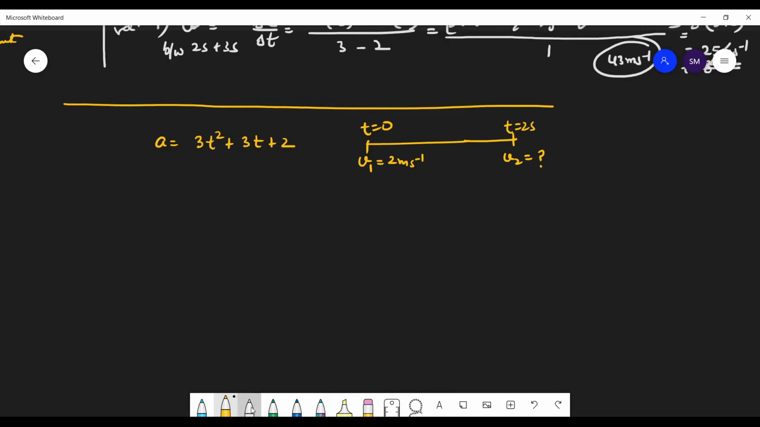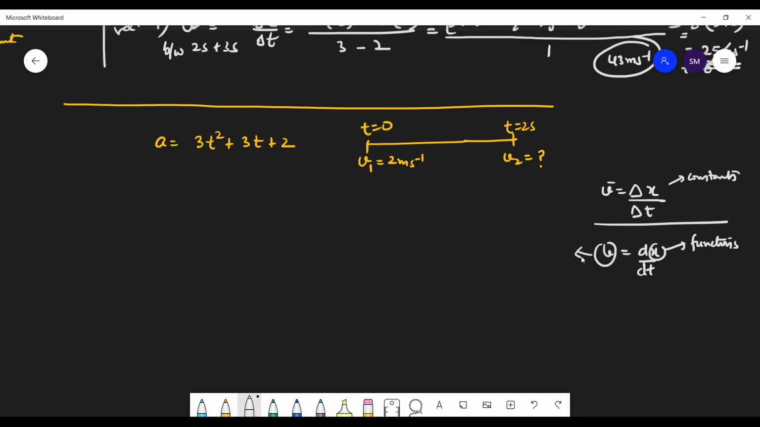So students, I told you that whenever you are dealing with these averages, you will be dealing with constant numbers. But whenever you are dealing with instantaneous quantities, we are dealing with functions. So here we are dealing with constants. So there are constants here, this displacement, velocity. But here when we are dealing with this, there are functions.